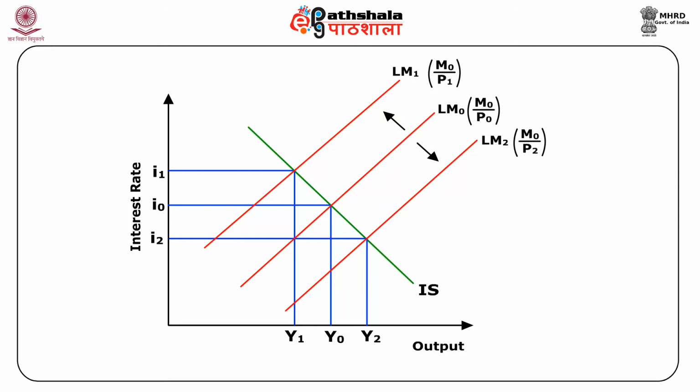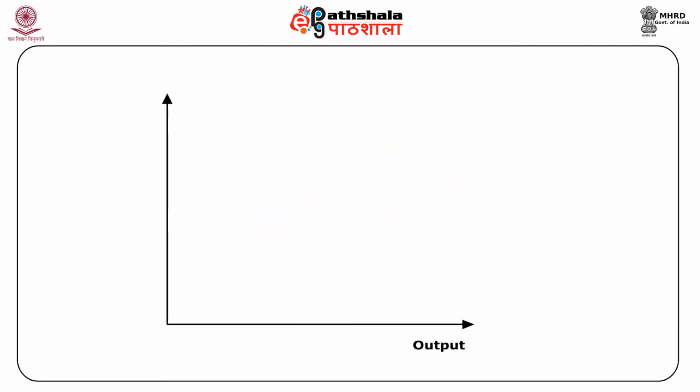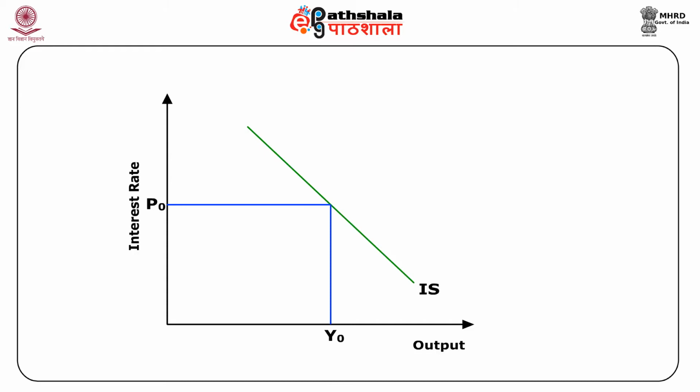What does this tell us about the relation between the aggregate price level and output? As price increases, real money supply is reduced. The LM curve shifts to the left and equilibrium output falls. We are now ready to derive the aggregate demand relation. But before that, let us recall the previous diagram, where initially price level was P0 and equilibrium output was Y0.